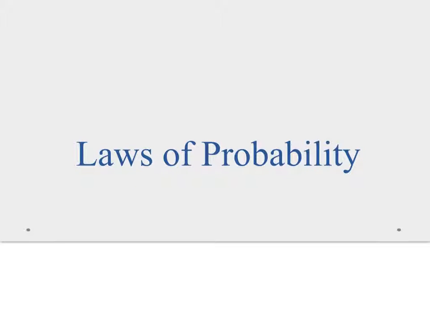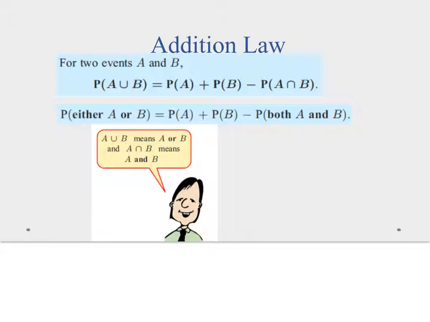All right, so this is our lesson on the laws of probability. First one we're going to look at is the addition law. And the addition law states that for two events, A and B, the probability of A union B, or A or B, they mean the same thing, is equal to the probability of A plus the probability of B minus the probability of A intersects B.